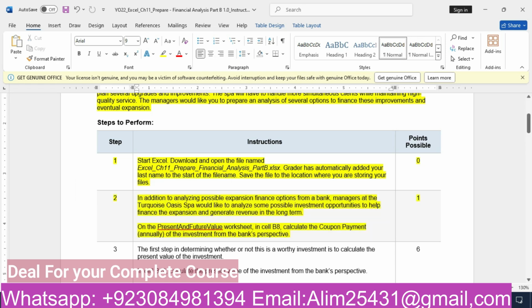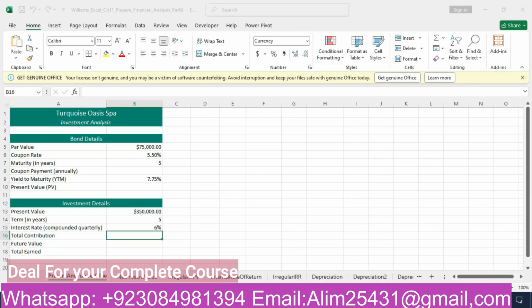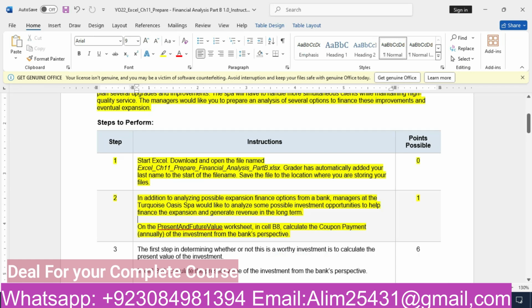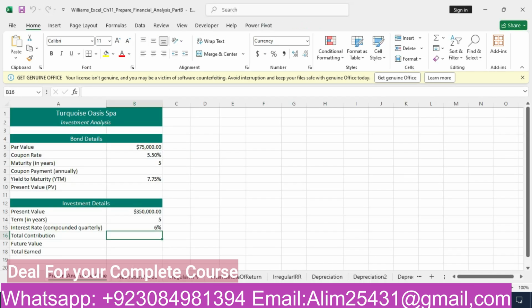Our second step is, in addition to analyzing possible expansion finance options from the bank manager, the Turquoise Spa would like to analyze some possible investment opportunities to help finance the expansion and generate revenue in the long term. On the present and future value worksheet, calculate the coupon payment annually of the investment from the bank representative. So we will move to our cell B8. We need to find the coupon payment.